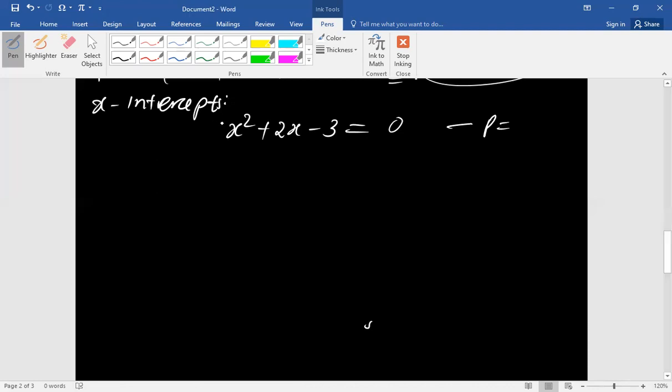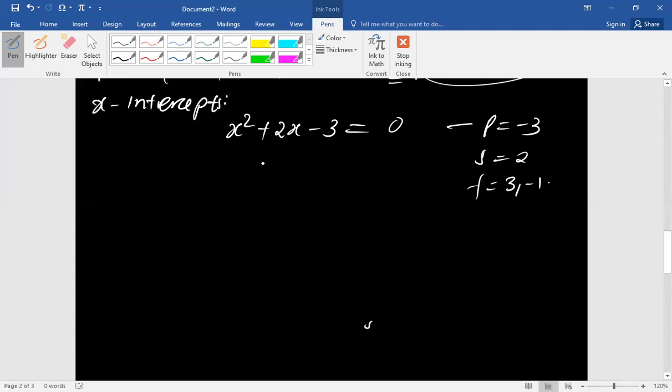So we have the coefficient of x squared, which is a, and c. We multiply a and c, we get -3, and that is the product. Then the sum is just b, which is 2. The factors are numbers which, when multiplied, give us -3, and when added, give us 2. So what are those numbers? It's actually 3 and -1.